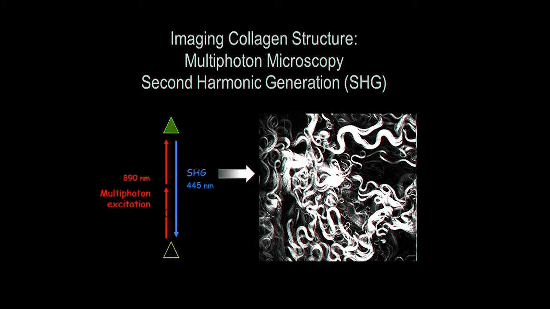This is live rat tissue right here that has no stain. It's been taken out of the rat, plopped on the microscope. This is what we see. This is normal mammary gland, and we see all this beautiful curly collagen.